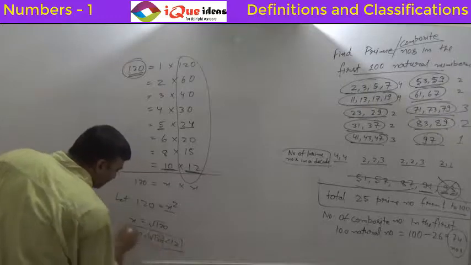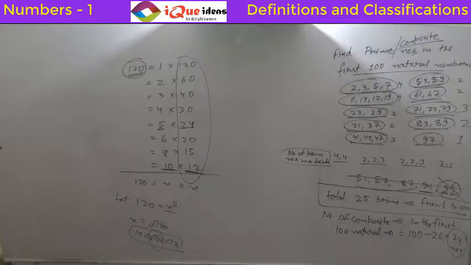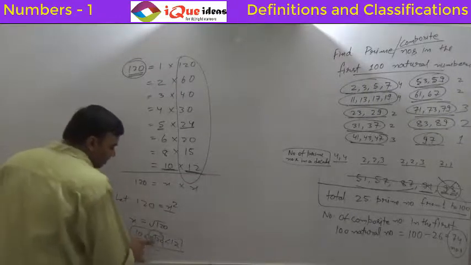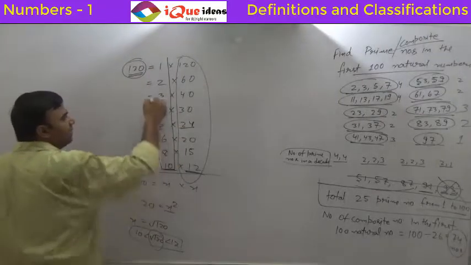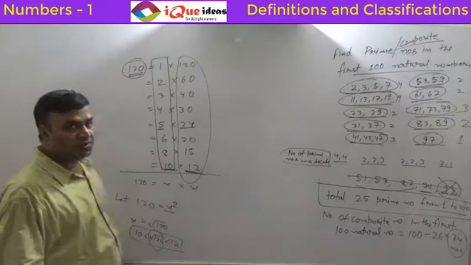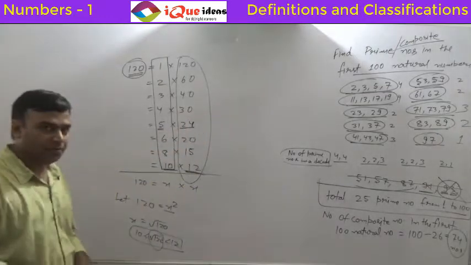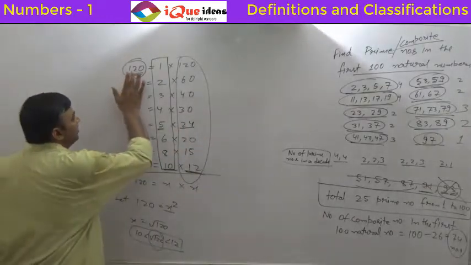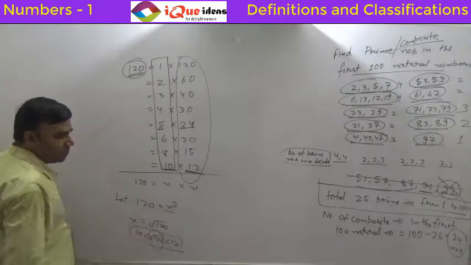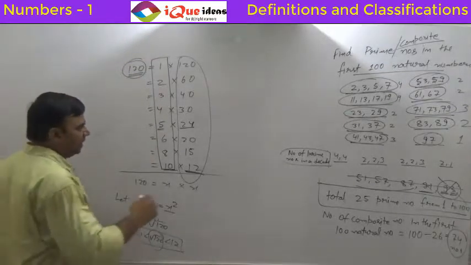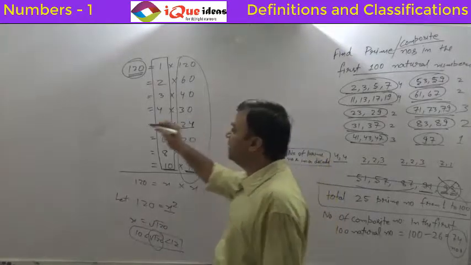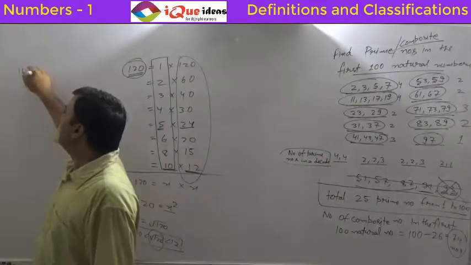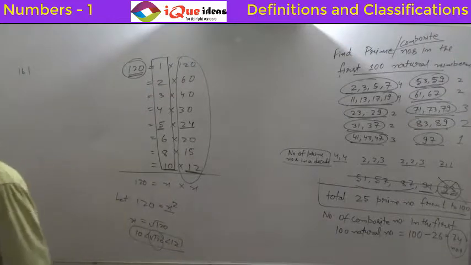Now why I'm saying this: once you find the approximate value of the root of that number, you don't have to find the exact value, then only check the numbers which are smaller than the square root of that number. Check what? Whether this number is divisible by any of those numbers or not. Let's take an example, it's very easy to understand. Let's take 161. Check whether it is divisible by anything, whether it is a prime number or not.